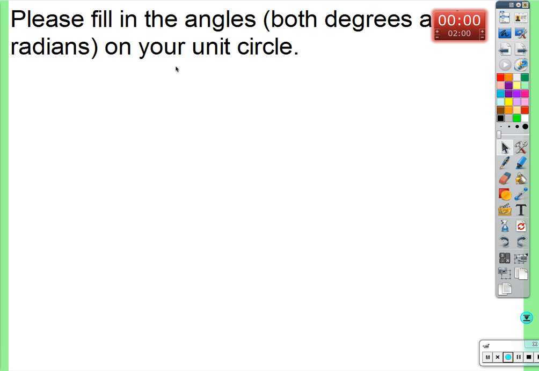I want to give you a piece of advice because I know what else I want to have you put on here. I don't want it to get too cluttered. Put your angles inside the circle, and we're going to put some stuff outside the circle. If you put it outside the circle, that's fine, but the outside is going to get quite cluttered. So to avoid the clutter, maybe draw the angles on the lines themselves.